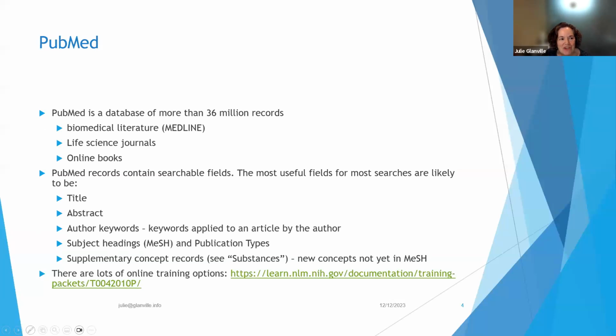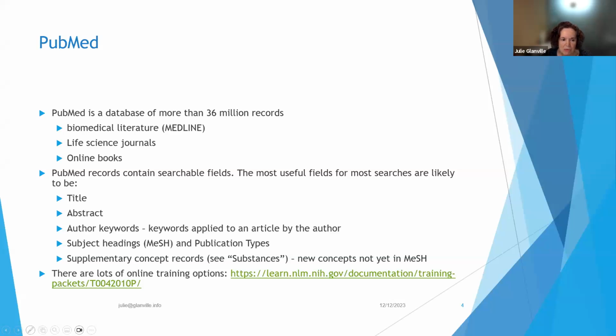So just a general introduction to PubMed. I'm sure many of you are very familiar with what PubMed contains, but just to summarize, PubMed is a database of more than 36 million records. So searching it efficiently is a necessary skill, I think, with that many records. It contains Medline, which is obviously biomedical literature, but it also contains life science journals and online books. So PubMed is bigger than Medline alone.